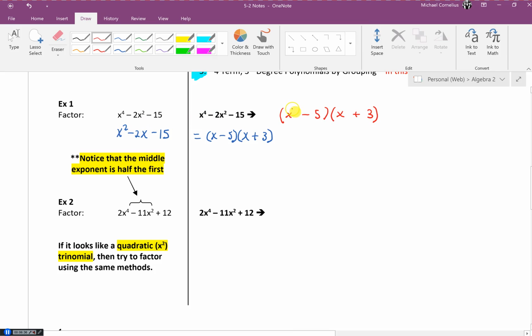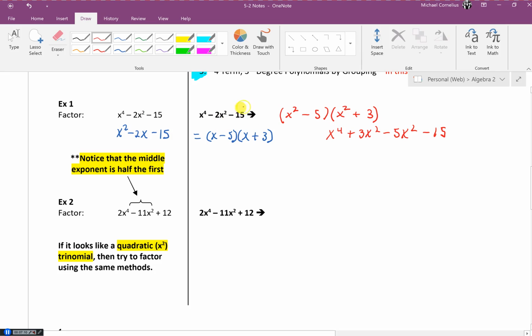So I need to change these exponents on the x's to be squareds. That's it. Notice my squared term in the middle here? When I go to FOIL this back together, watch what I get. I get x times x, which is x to the 4th, x squared times 3, which is 3x squared, negative 5 times x squared, which is negative 5x squared, and negative 5 times positive 3, which is negative 15, and it matches up with the original problem.